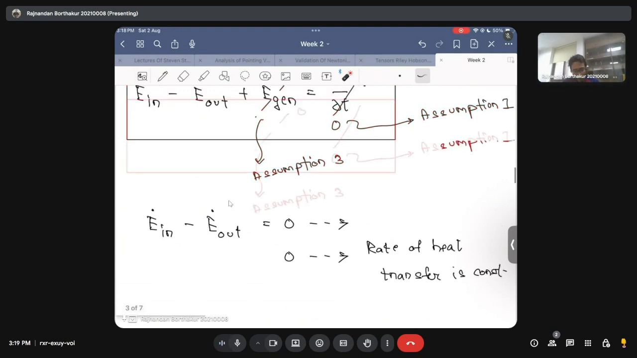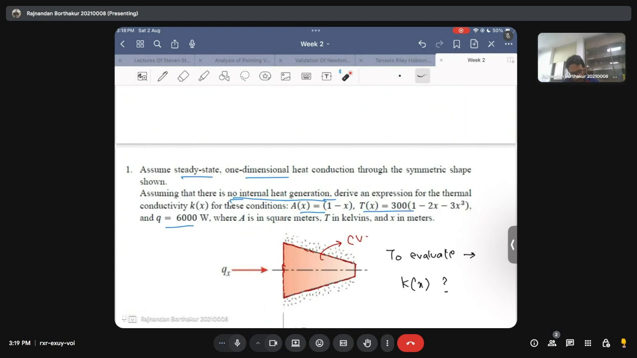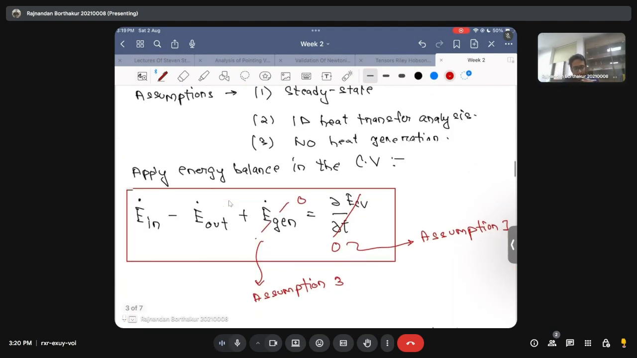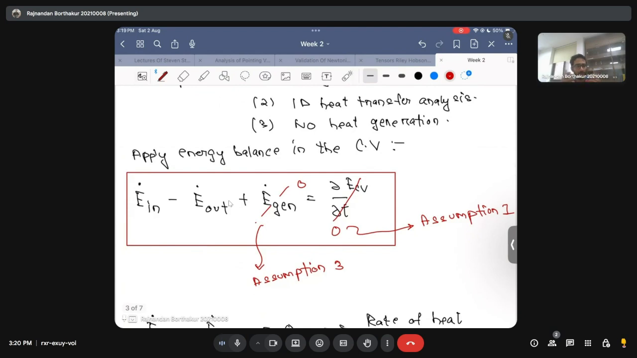Okay, and that is typically the reason why you could see that Q, even if all the other parameters are a function of x, is just a constant, and this is equal to 6000 watt. So we have now proved, by invoking all the assumptions, that indeed the rate of heat transfer is constant, even if the area is varying, and even if the temperature is a function of x because of this varying area. And that is a direct consequence of applying the energy balance, choosing an appropriate control volume in our analysis.